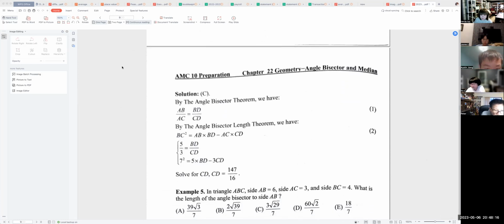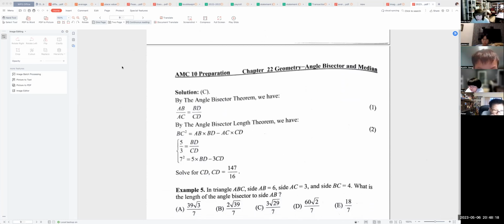Okay, so in the triangle ABC, side AB equals 6, side AC equals 3, and side BC equals 4. What is the length of the angle bisector to side AB? Okay, in this problem, a very important technique you have to have is you have to know how to draw a picture, right? Okay, so I think it should be something like that.